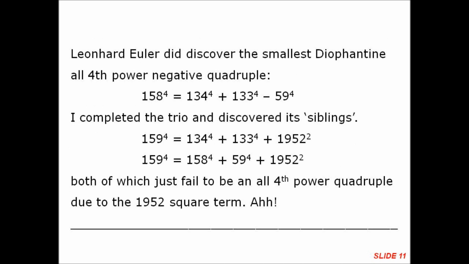Leonhard Euler did discover the smallest Diophantine all-fourth power negative quadruple, 158 to the power 4 equals 134 to the power 4 plus 133 to the power 4 minus 59 to the power 4. I completed the trio and discovered its siblings, which are given below, both of which just fail to be an all-fourth power quadruple due to the 1952 square term.